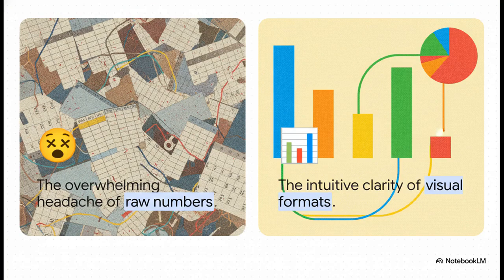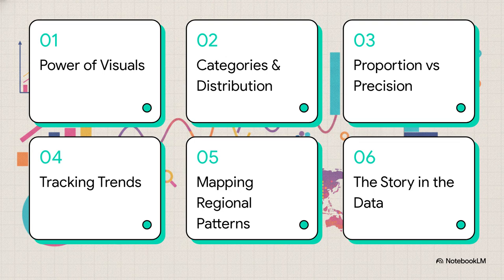On one hand, you've got the overwhelming headache of raw numbers. Endless rows and columns that human brains simply are not wired to process quickly. It's just exhausting. But compare that to the intuitive clarity of visual storytelling. It's this elegant, incredibly powerful solution to our data-induced headaches, and it is going to completely change how you look at information. Think of today's agenda as your ultimate data storyteller's tool belt.